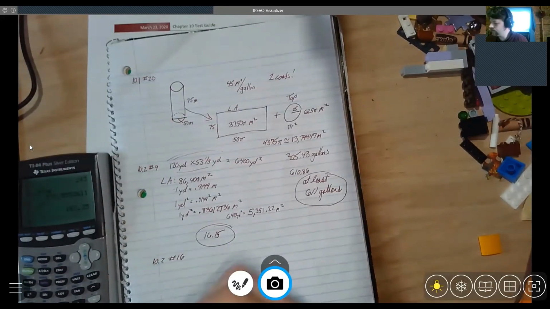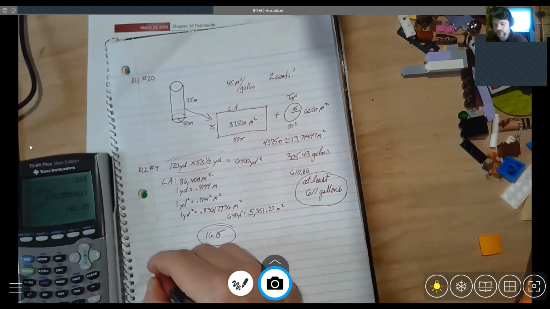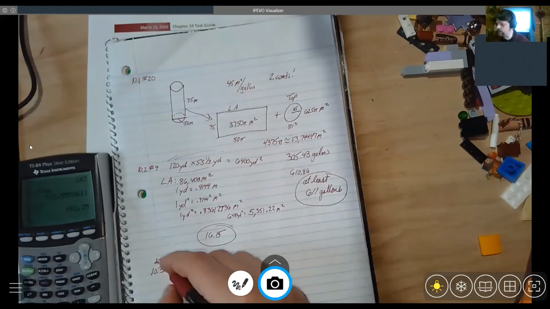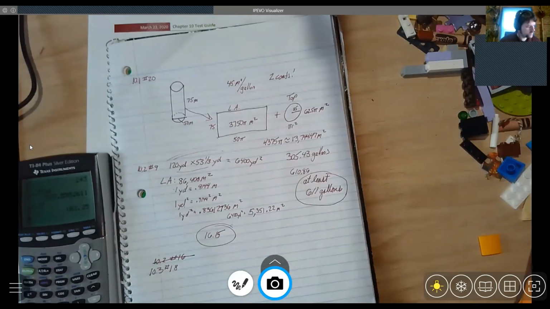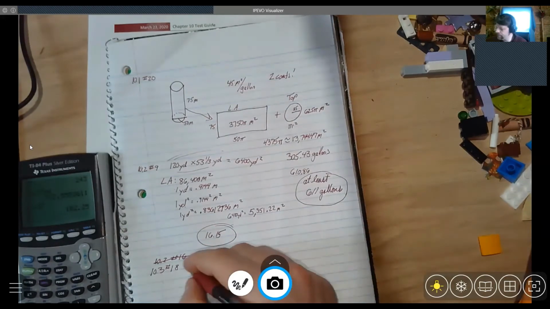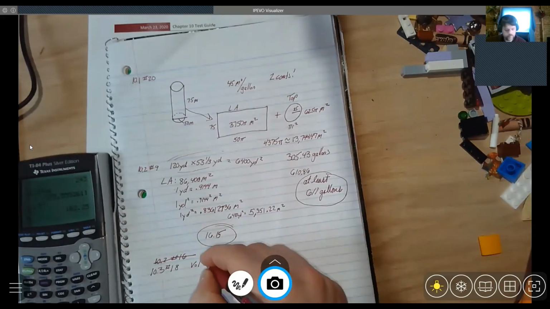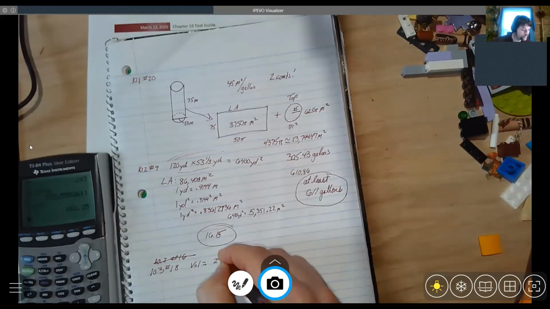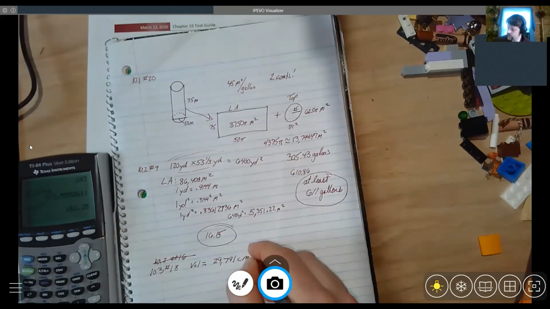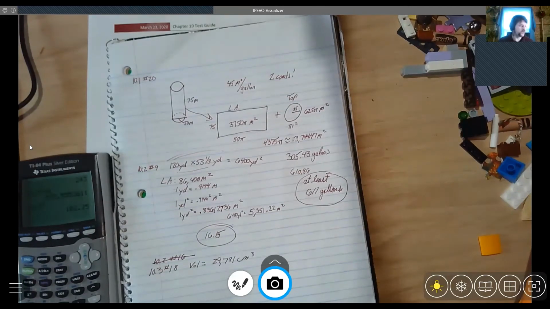So I guess I didn't use this. So let's do 10.3. We got a couple questions here, starting with number 18. Okay, it says a cube has a volume of 29,791 cubic centimeters. What is the surface area?